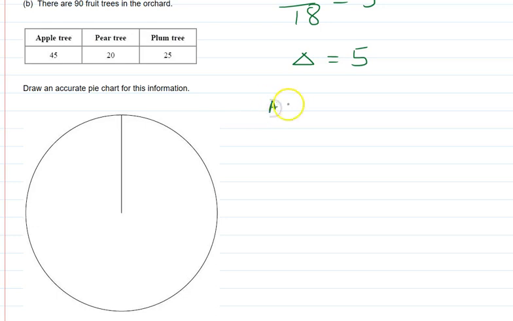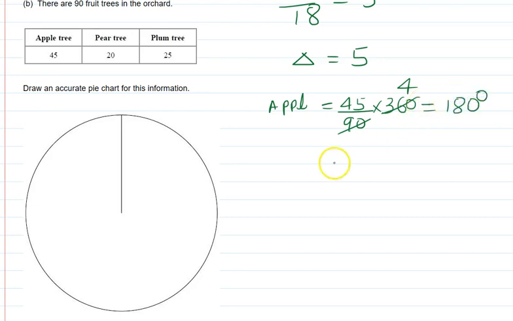So apple tree is 45. So 45 divided by total and times by 360. So 90 goes into 360 four times, and 45 times 4, that is 180 degrees. Okay, apple. Now for pear, it is 20 out of 90 times 360.